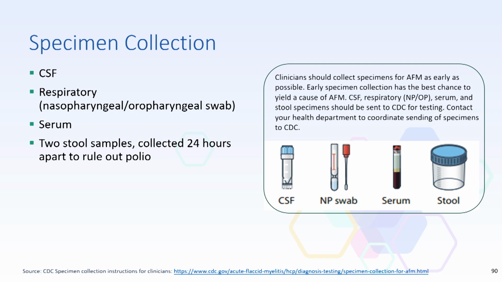Ideally, the CSF and serum would be collected within 24 hours of each other. In addition, CDC recommends 2 stool samples collected 24 hours apart to rule out the presence of poliovirus. AFM and polio appear clinically similar, and the only way to distinguish between them is through testing stool for the presence of poliovirus. In 2022, a case of polio was identified in New York. This case demonstrated that it is likely that there are periodic importations of poliovirus from other countries into the U.S., and that it is important to test for poliovirus in suspected AFM cases, especially in those who are not vaccinated or under-vaccinated against polio. Detailed information regarding specimen collection for AFM is available on the CDC AFM website, with a clinician-specific resource to help guide you through the paperwork and specimen collection process.